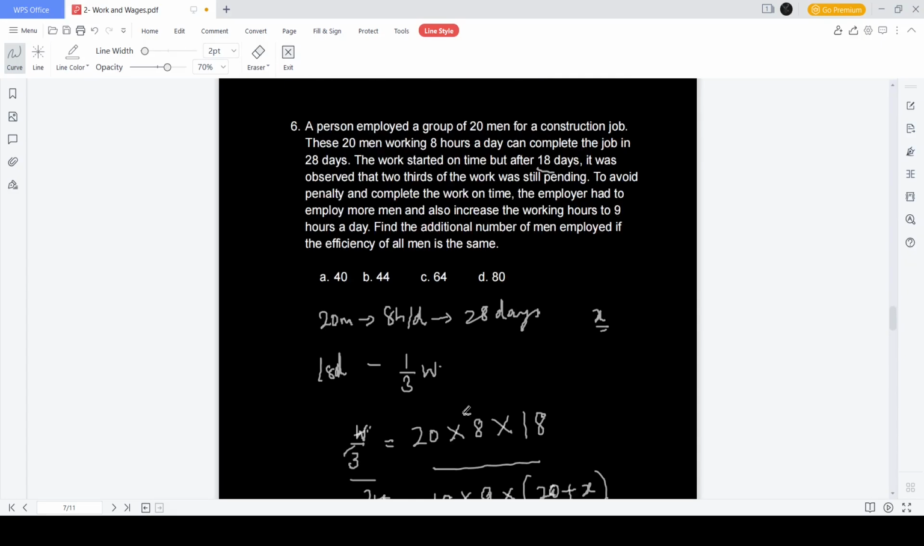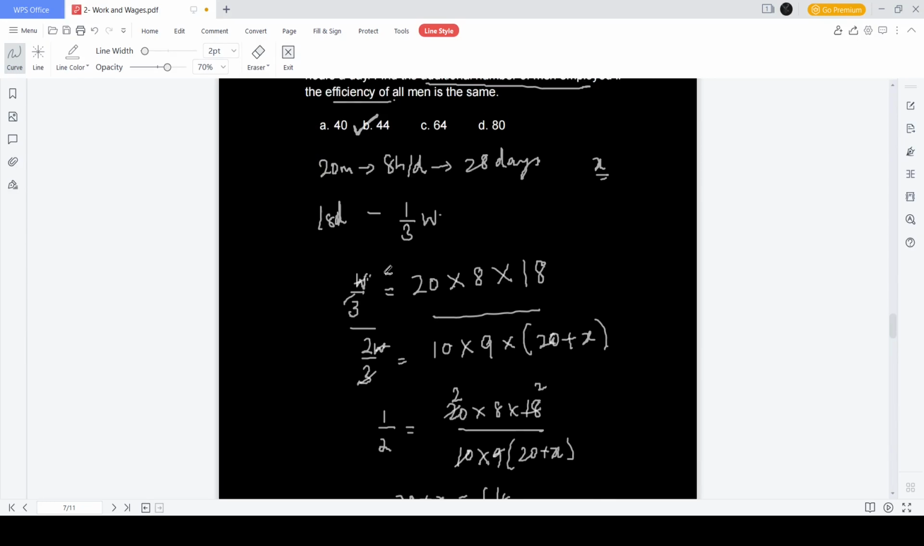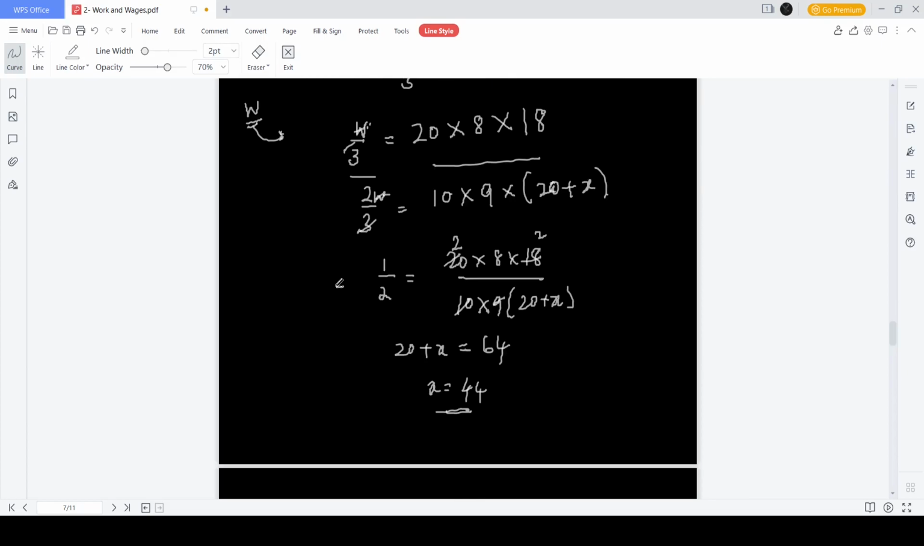Okay, so 44 men are added. That's what they're asking: find the additional number of men employed. We assume the efficiency of all men is the same. So 44 men were added. This is the equation. Here we don't consider work as one, because we write it as some arbitrary constant W, where W is the work. We can't tell in what units, but we'll still just consider it as W.